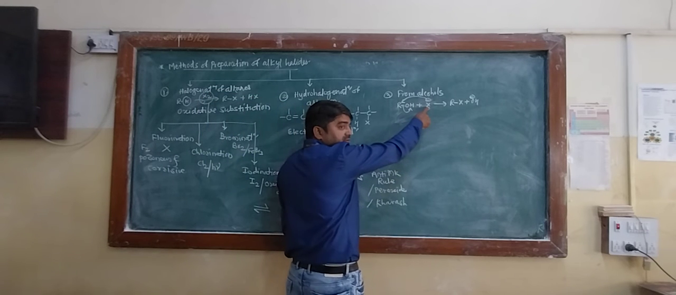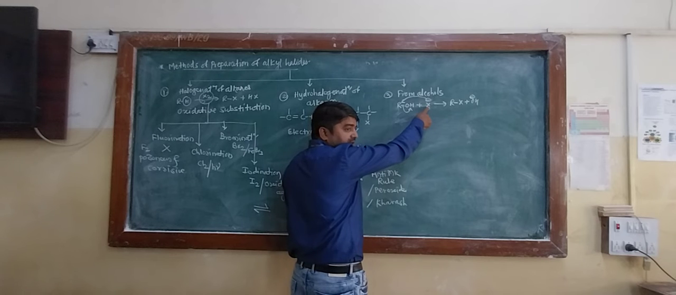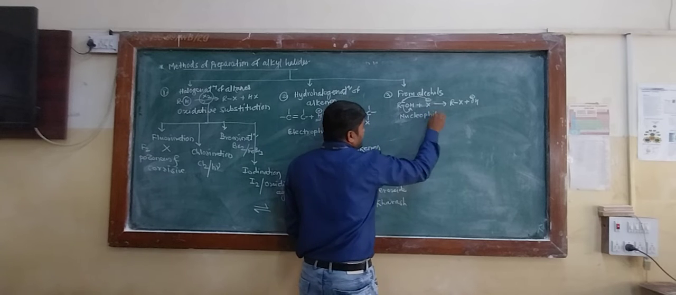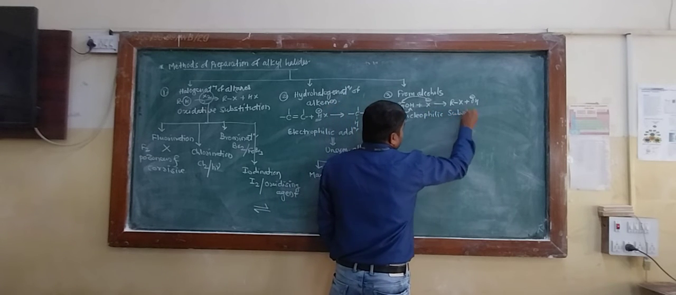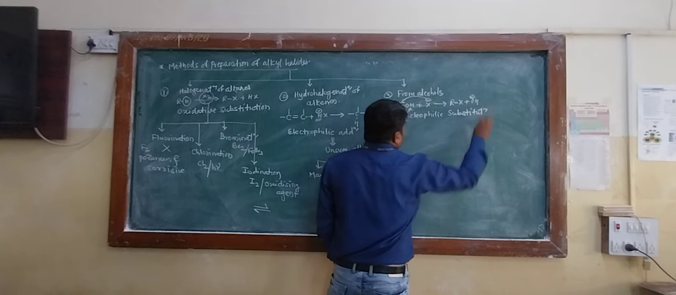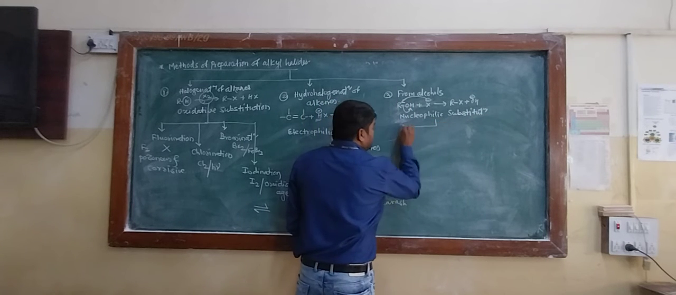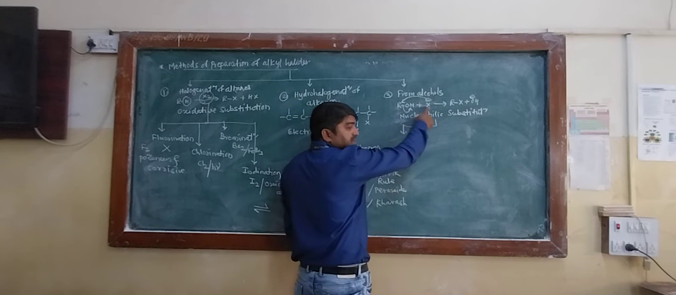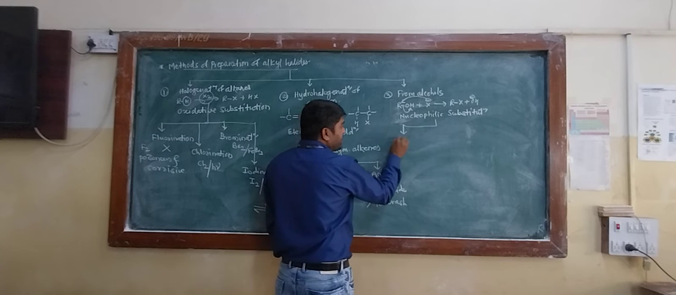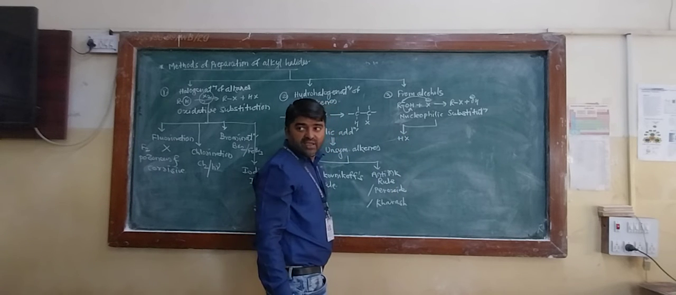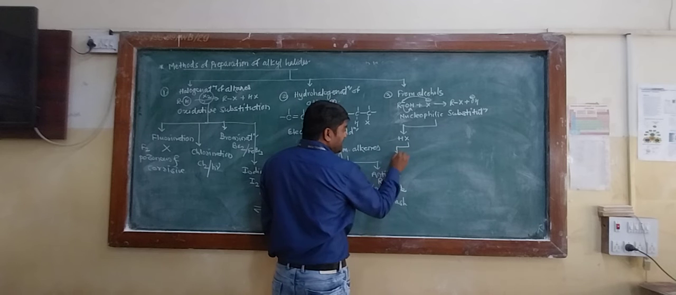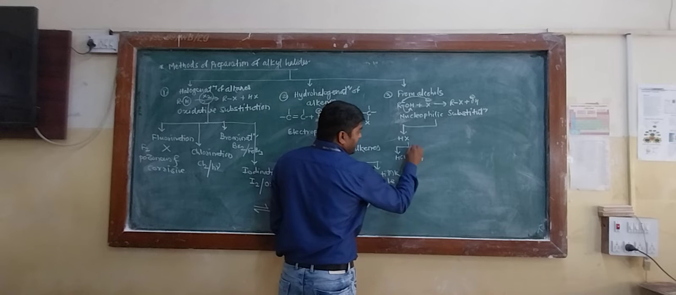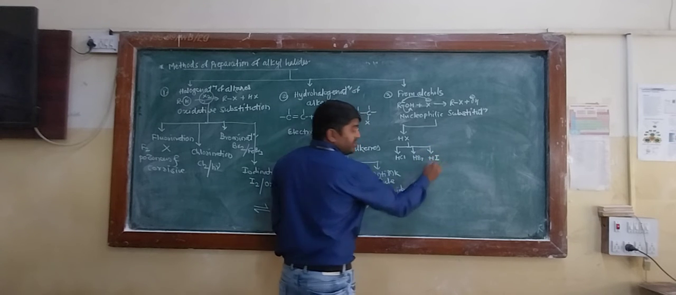Here the attacking species is a nucleophile. Therefore it is called a nucleophilic substitution reaction, right? Okay. So in the nucleophilic substitution reaction, different sources of X minus ions are used, like HX. First reagent is HX. In HX, we have HCl, HBr and HI, hydrogen iodide.